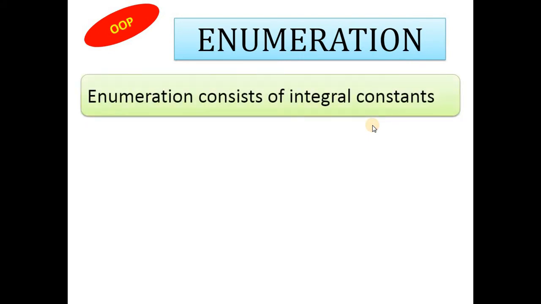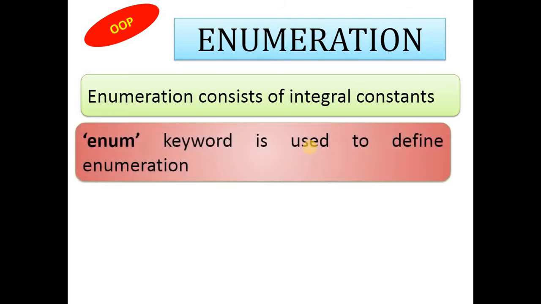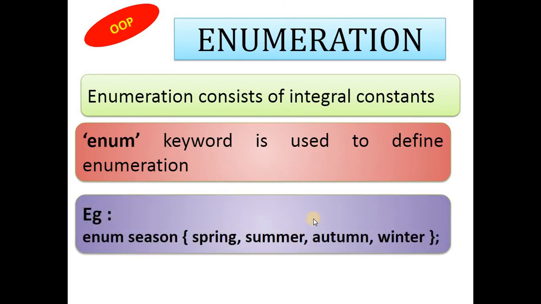So enumeration actually consists of integral constants where you just have to remember the names of the constants, and which assigns an integer value to each named constant. The enum keyword is used to define the enumeration, which is listed one by one. So for example, if I want to declare an enumeration, you have to write the enum keyword, then the name of the enumeration and the values inside the enumeration.